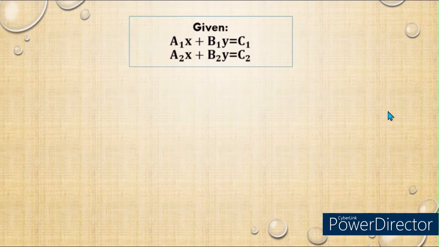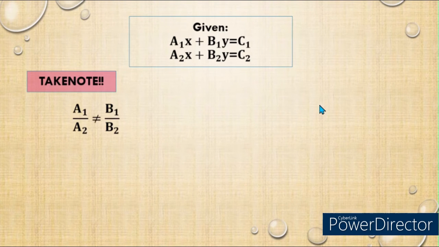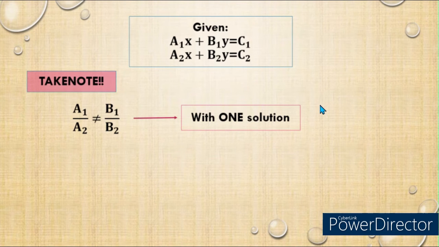So we have here a sub 1 x plus b sub 1 y is equal to c sub 1. Another one, sa equation 2 natin, we have a sub 2 x plus b sub 2 y is equal to c sub 2. Okay, take note that a sub 1 divided by a sub 2 is not equal to b sub 1 divided by b sub 2. So, ang tawag po natin dyan ay isa lang po yung solution. So, kapag sinabi po natin isang solution, it is consistent and independent.